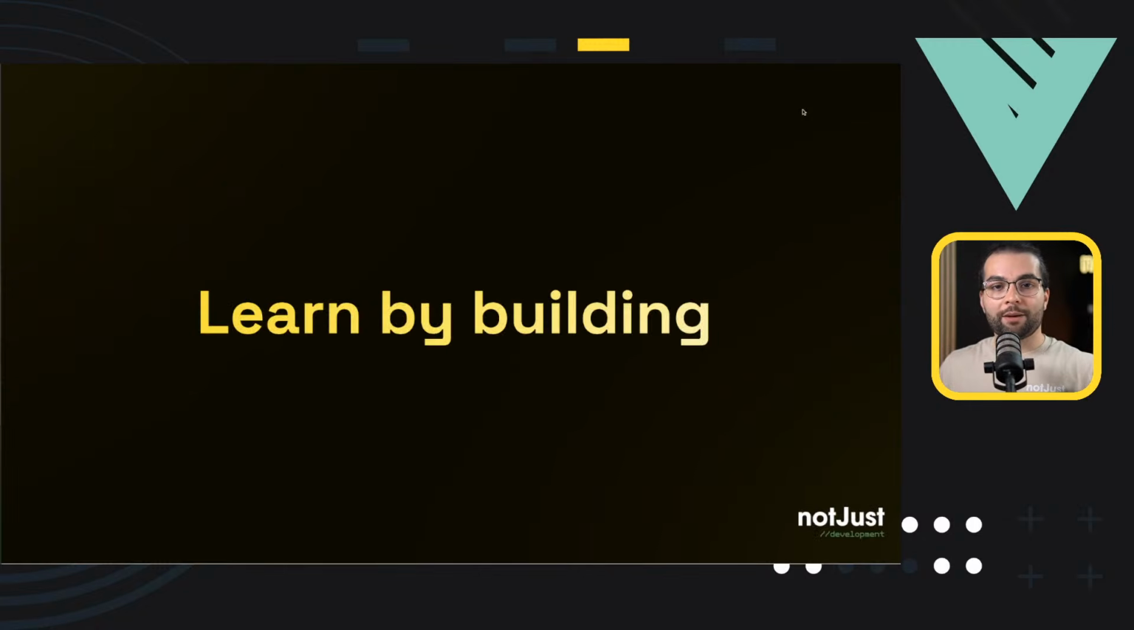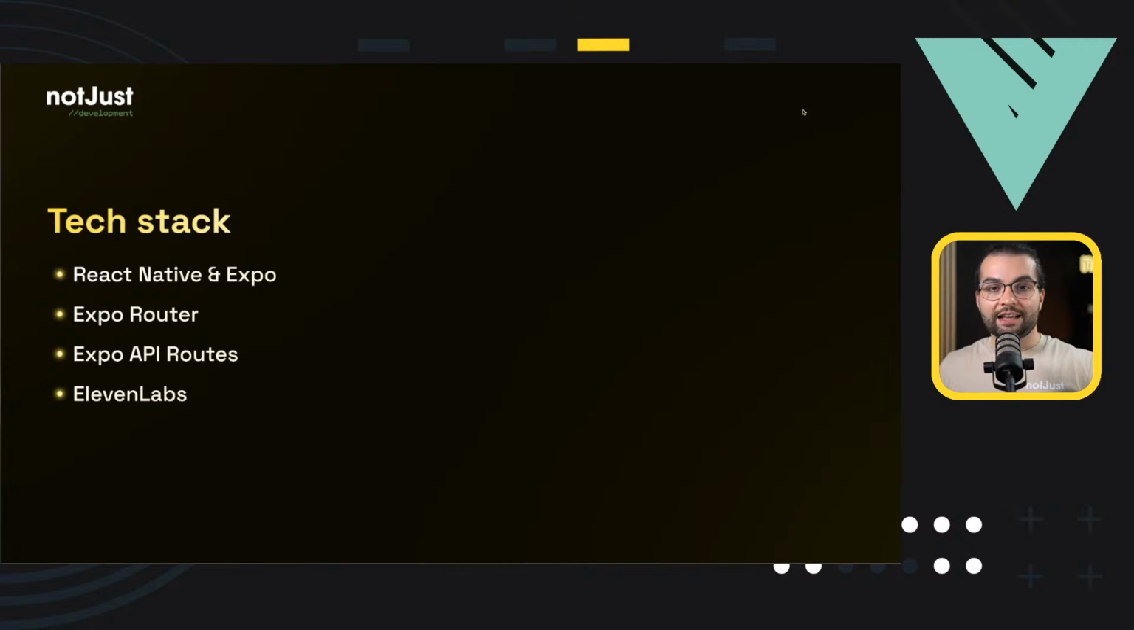We're going to do everything by building, so this is going to be a step-by-step tutorial that is going to teach you the basics of how to set up this system, and then you can apply these learnings to the applications that you are building. The tech stack that we're going to use is React Native with Expo for the mobile application. We're going to use Expo Router for the navigation and Expo API routes for the backend to interact securely with the third-party AI providers such as ElevenLabs.